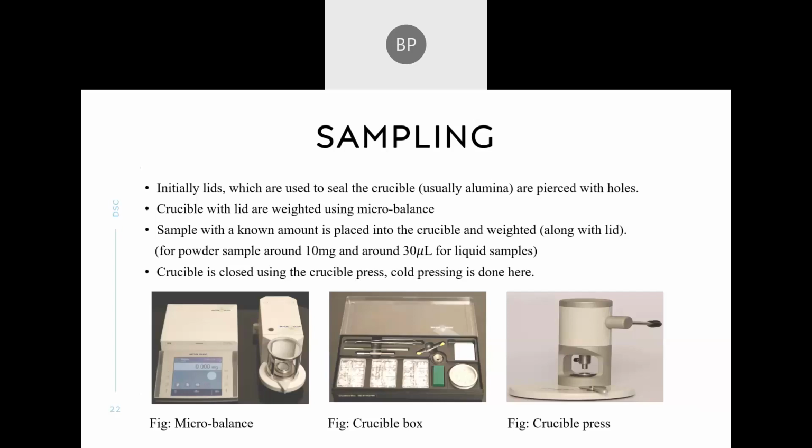Now, if the sample is powdered, we will take around 10 mg, or if the sample is a liquid, we will take around 30 microliters, and then we will weigh that again using the microbalance. Now we need to close the crucible with the lid, so we will do cold pressing using the crucible press, which is shown in the figure.